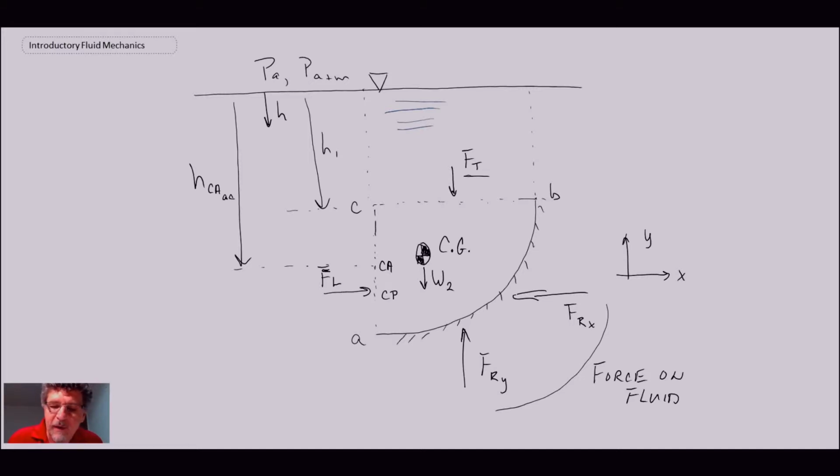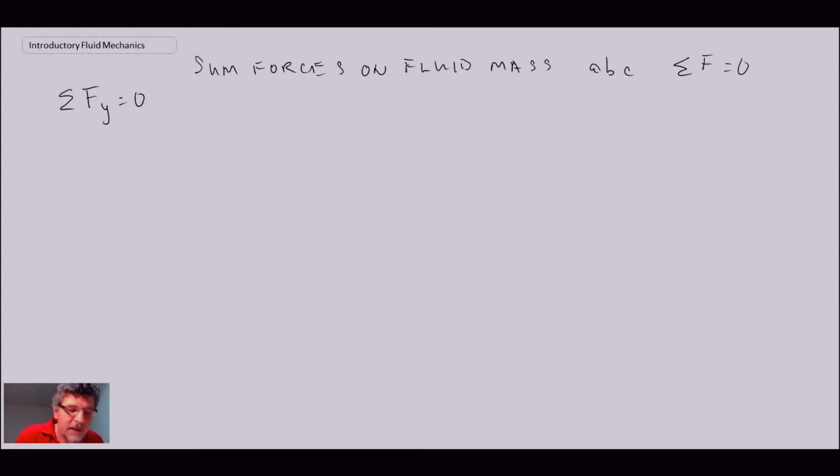And we're going to use this schematic as the starting point for our analysis. The way that we're going to begin is we're going to sum forces on the fluid mass ABC. So that will be the chunk of fluid that is essentially right in here inside of this area that is drawn out with the curved surface. And when we sum forces, we equal them to 0. So we'll begin by summing forces in the y direction.